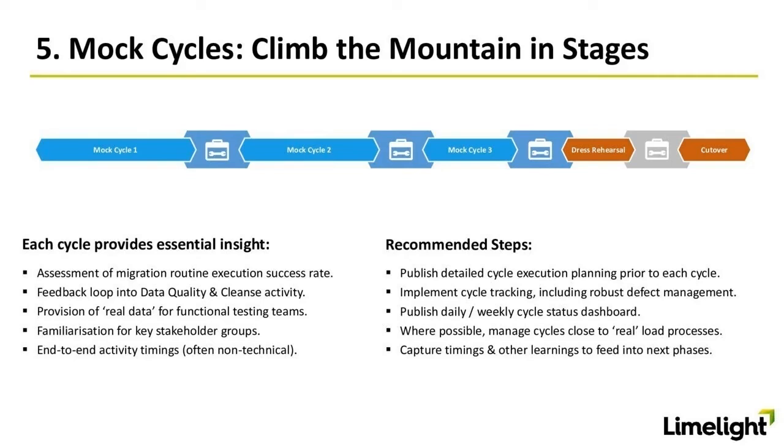So again, in terms of recommended steps, we would always advocate publishing a detailed cycle execution plan before every cycle, which is what we're going to do at cutover time anyway. So we should be getting into the habit of doing that and trying to measure ourselves against it. We think that implementing formal cycle tracking, including robust defect management, is important. We know every time we try and load data, there's going to be challenges thrown out, data that was missing, fields that have not been correctly understood or mapped. And it's important to treat those defects within the overall program test controlled processes, right? Treat everything as a defect in the same way that you would for everything else, and have that implemented right from the beginning. We'd recommend publishing daily status dashboards and weekly ones as well, where that's applicable.